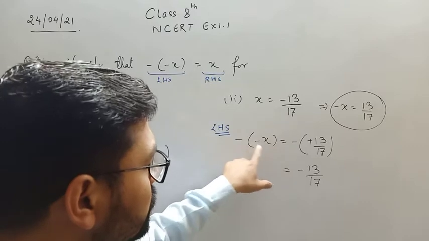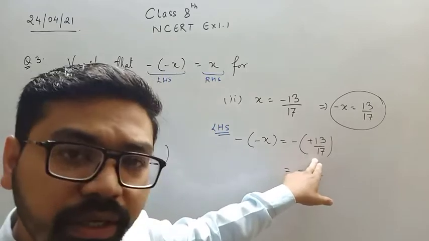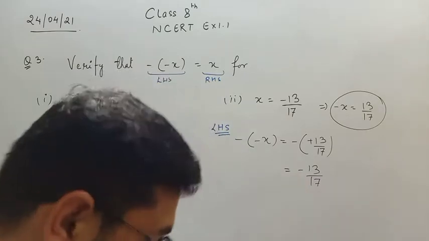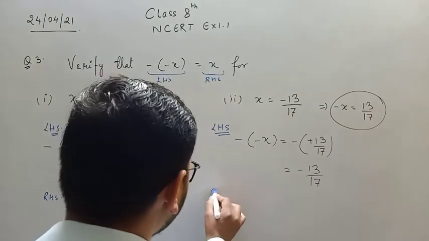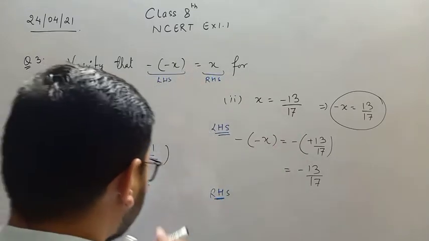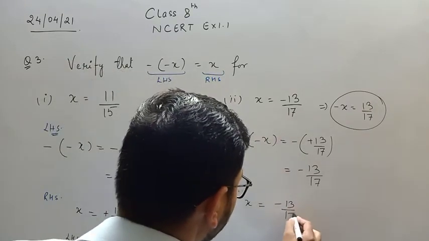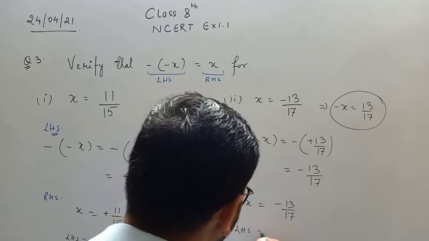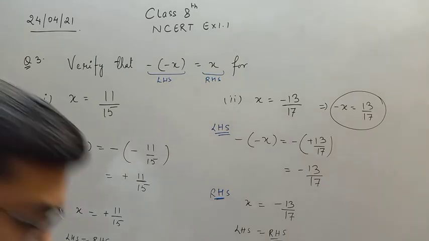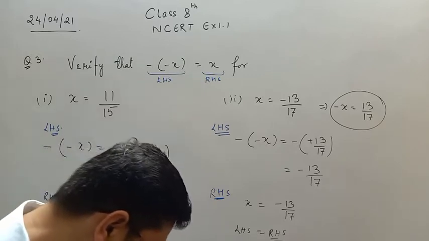Now minus of minus x from LHS, minus x, I just directly write 13 upon 17 here. So minus plus minus. So what I'll get in the LHS? Minus 13 upon 17. Now in RHS, what I need to write is x. And what is the value of x? Minus 13 upon 17. So I can write LHS equals to RHS. I think there is no doubt in this. And if any student has any sort of doubt, can ask me in the Zoom session.